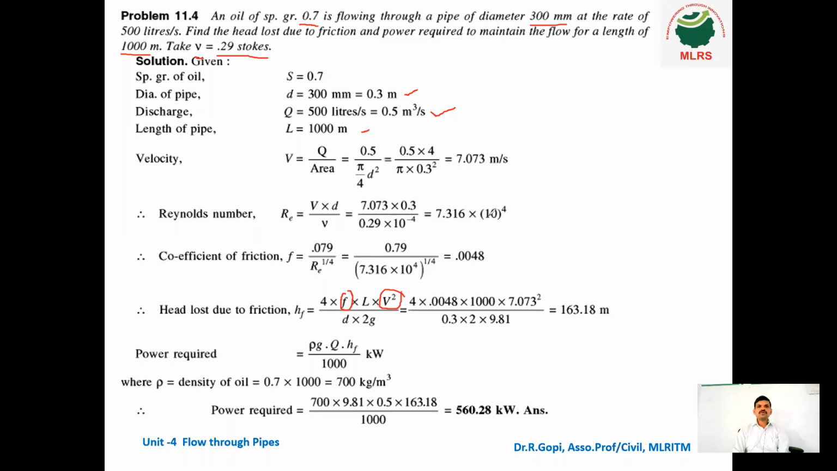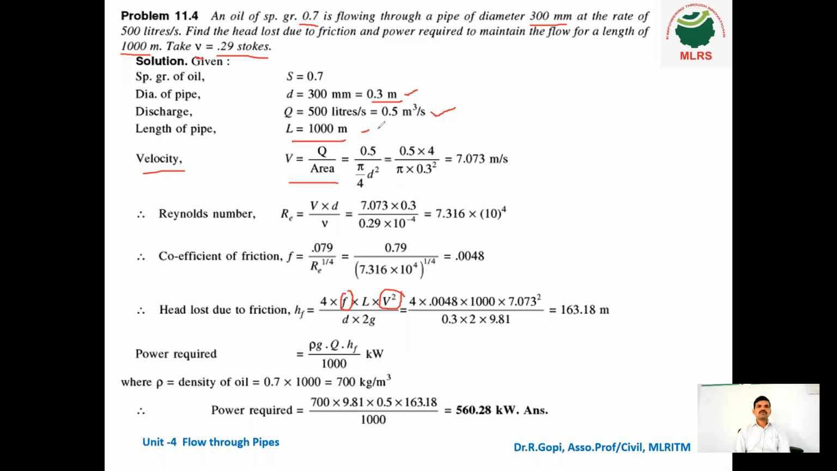Length is given and the diameter is also given. So as per the previous problem, we must calculate first velocity and second F. That is our first step. So now calculate velocity. We know the velocity formula: velocity is equal to discharge divided by area of the pipe. Here discharge is 0.5.